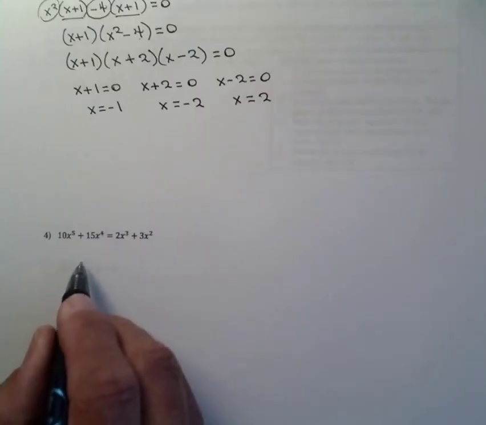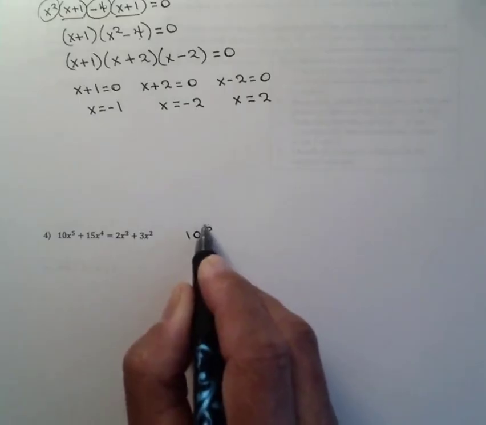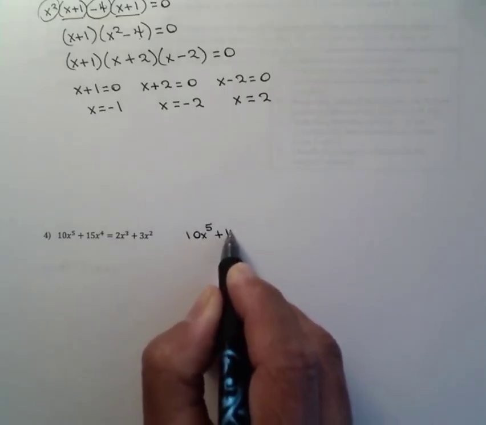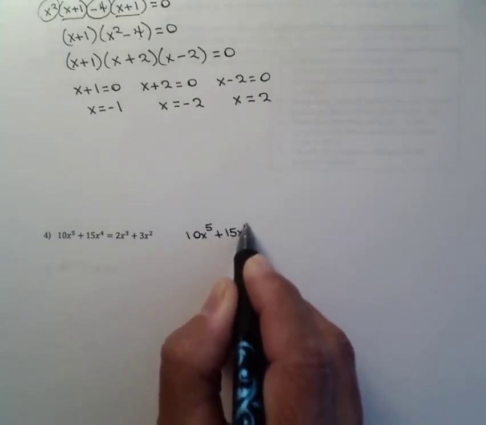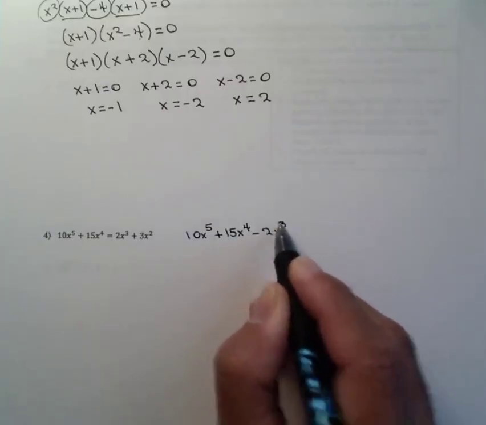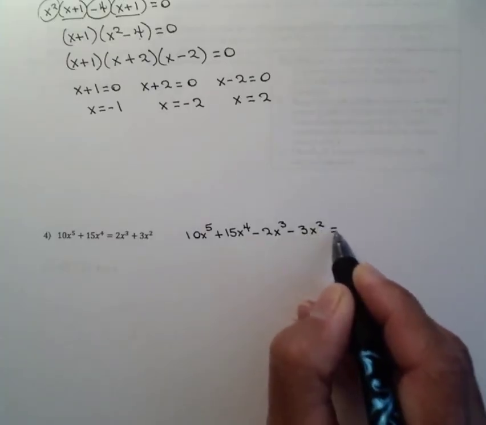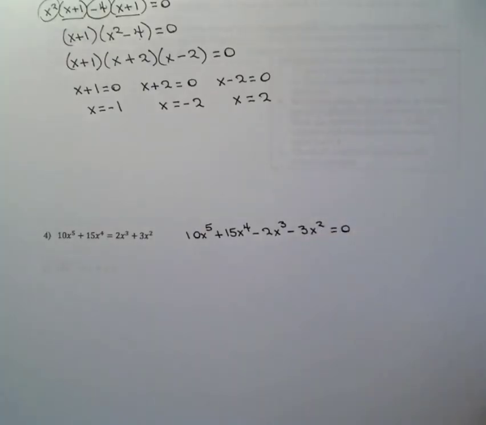So when we do that, let's see what we'll have. I'll put it over here. I'll have 10x to the 5th plus 15x to the 4th. Now I had to subtract that 2x cubed, and I had to subtract the 3x squared. Once again, when I subtracted them both, there's nothing left on that other side, so it's a 0.